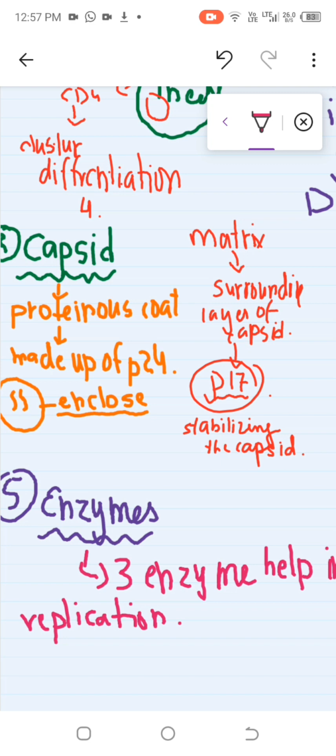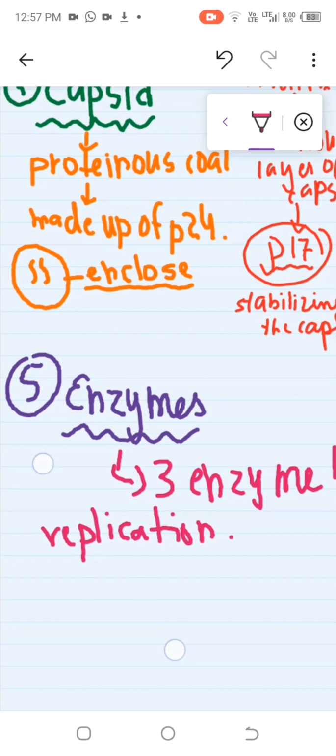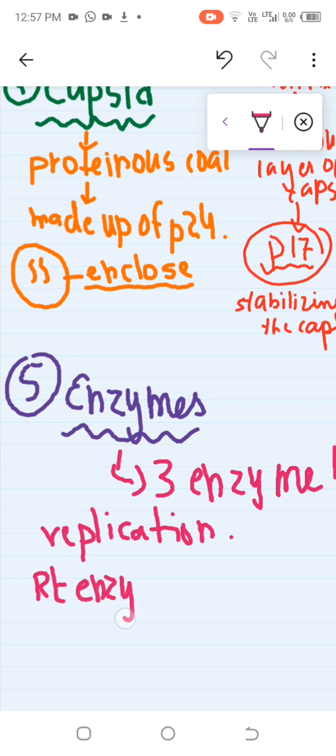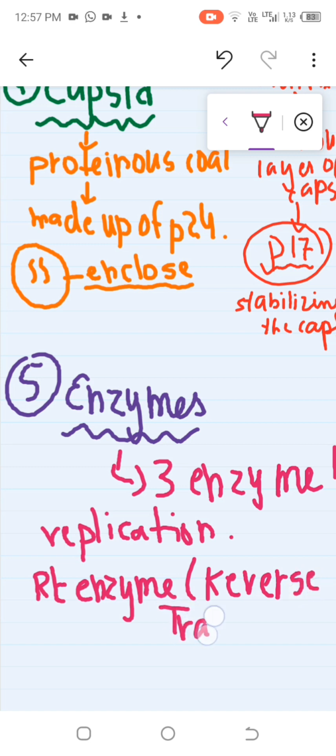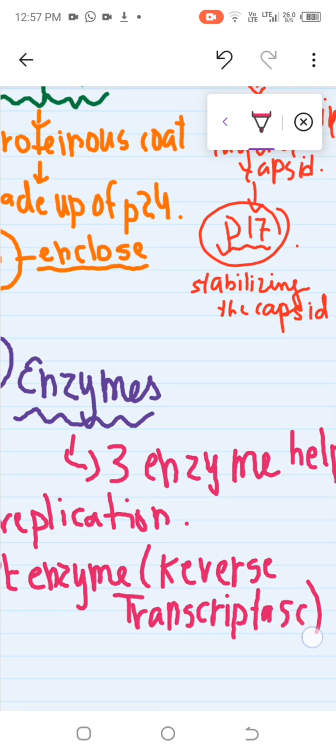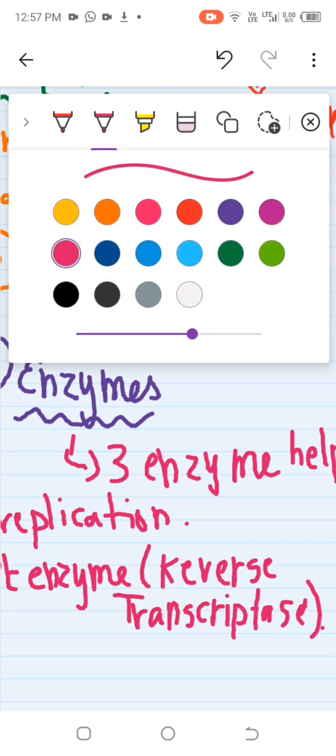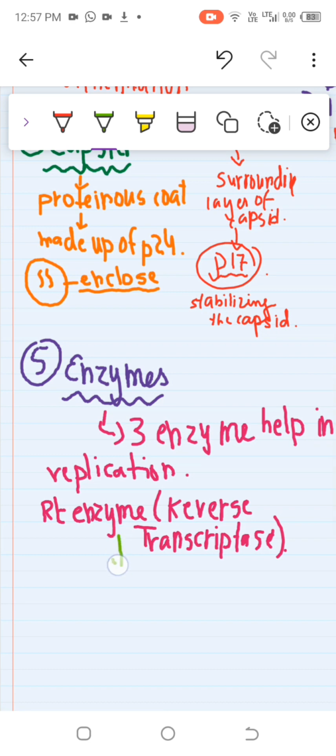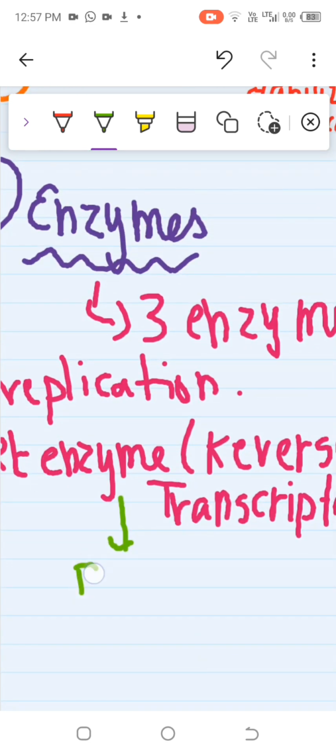Number one is reverse transcriptase, the RT enzyme. What is the work of this enzyme? This enzyme basically helps HIV to convert RNA into DNA.